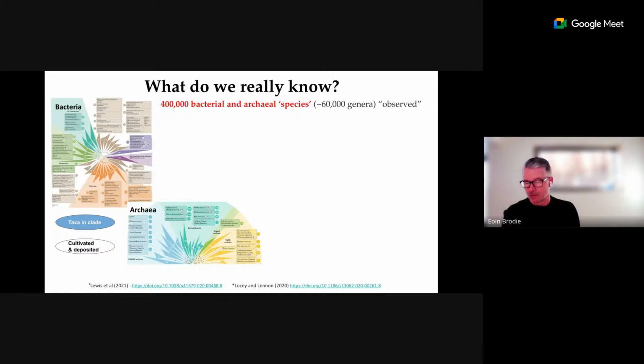So what do we know about microbes in general? Well, overall, across our planet, we have observed about 400,000 bacterial and archaeal species. These can be condensed into about 60,000 genera of bacteria and archaea. These are observed, and most of these are observed through using genetic tools. There's predictions of about 10 to the 12 microbial species on Earth, however. So a vast majority of microbes on Earth have yet to be discovered.